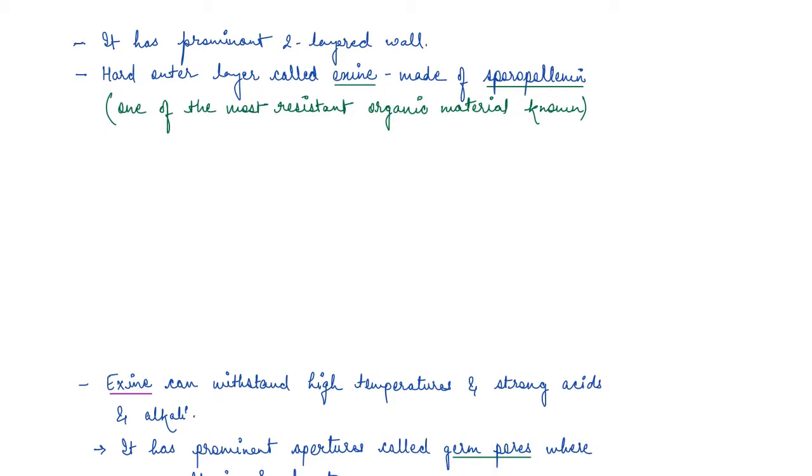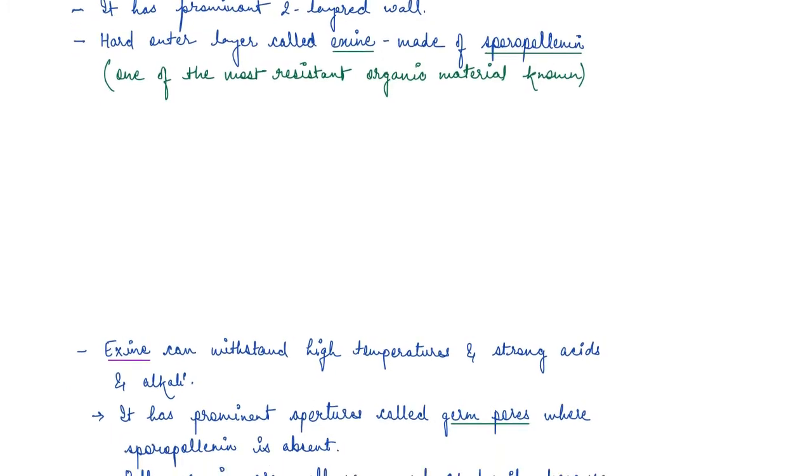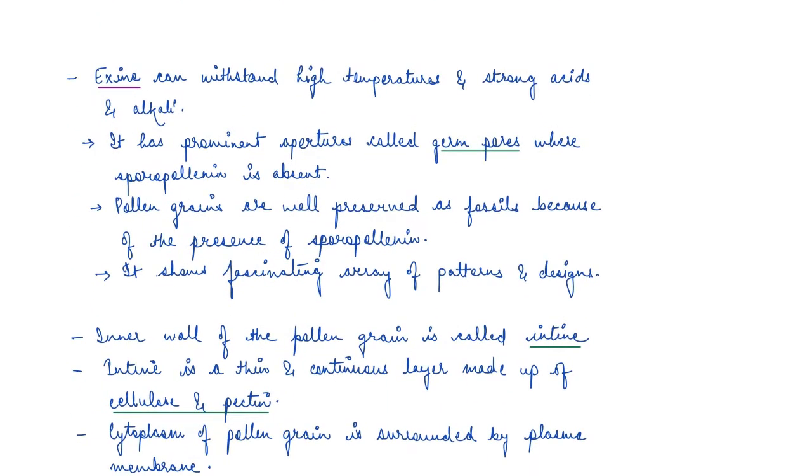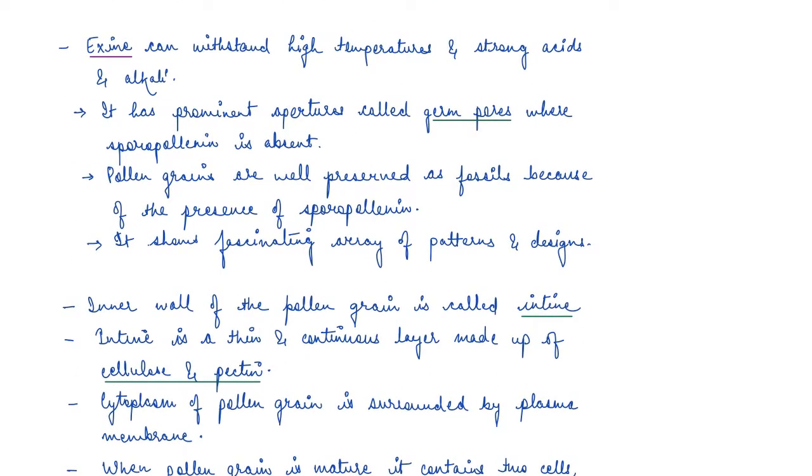Now, basically, why this layer is so hard and so resistant is because it can withstand high temperature and strong acids and alkalis, right? So it is basically for protection. So no enzyme that degrades sporopollenin is so far known. Remember that there are no enzymes known which can degrade sporopollenin.